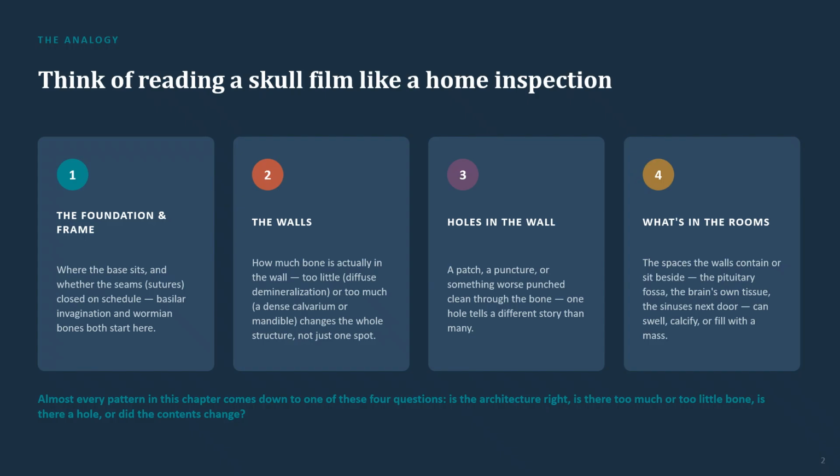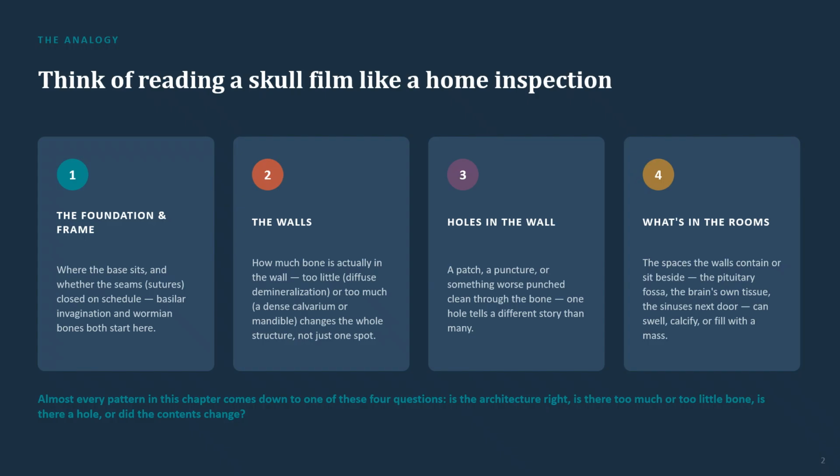All right, the third thing is holes in the walls. Sometimes we have either a patch or some type of puncture going on, or there's something that's punched out clean through. The holes are going to tell us a different story about that skull. So again, that is another category that we will look at.